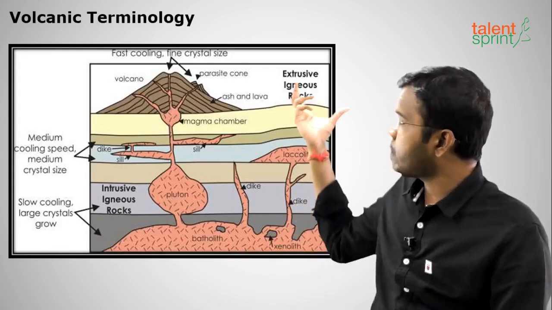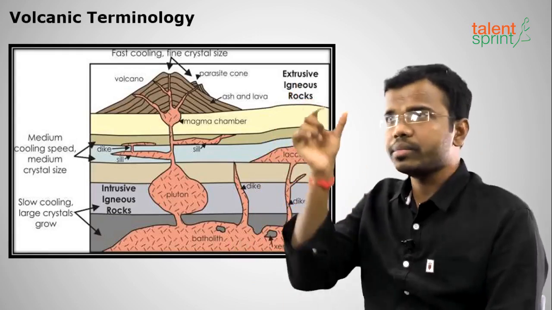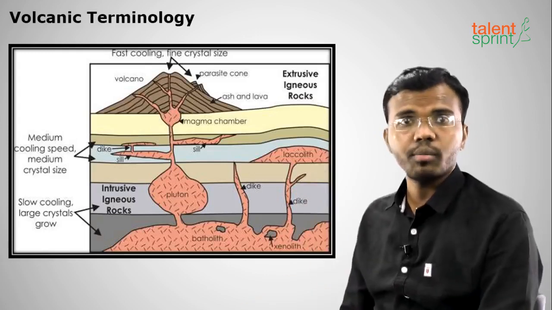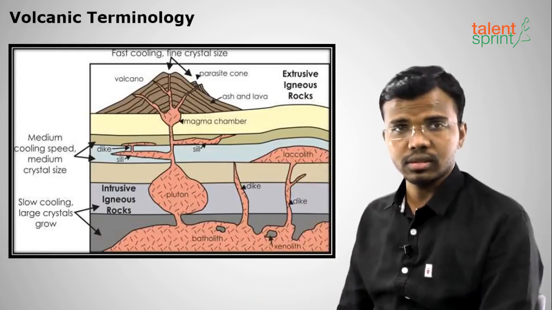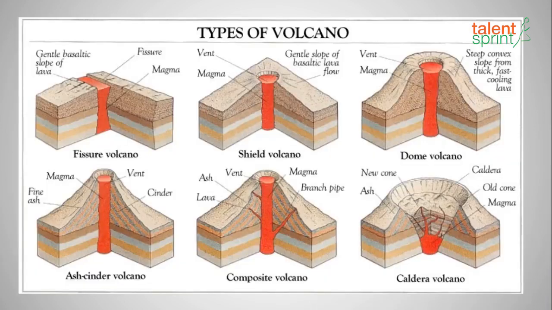Okay, so it will erupt through a weaker point, like through a vent, that is called a crater, or sometimes it will form a cone and it will form branches. It is called a composite volcano. We'll discuss all those things. Hope you understood this terminology. Okay, so these are some of the terminology.